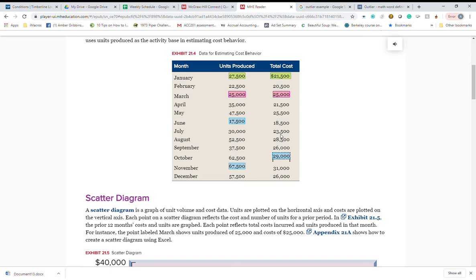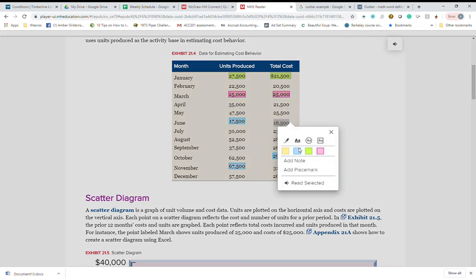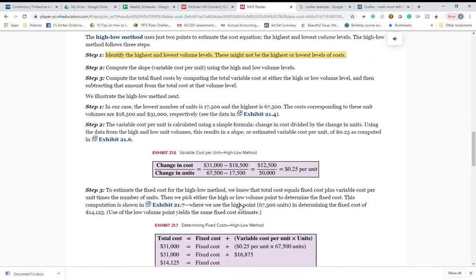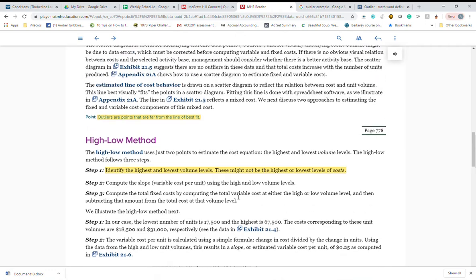And our lowest cost right here, and I had already almost picked that out. Oops. All right, it's 18,500. Okay, right here, highest, lowest, all set to go. Okay, so we go down here. Take a look here.